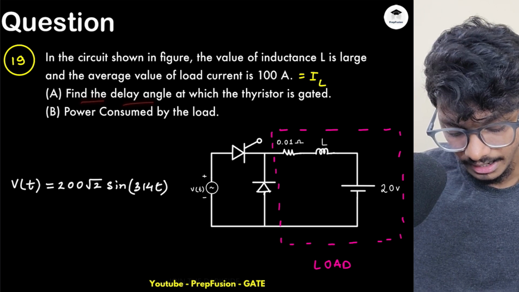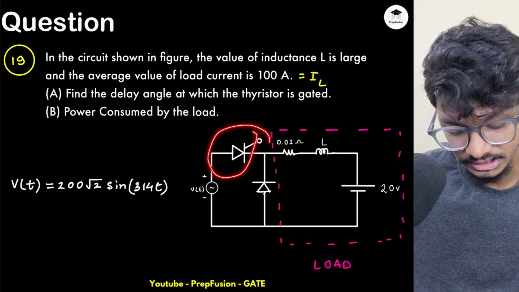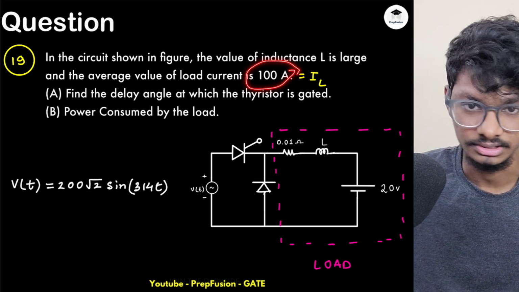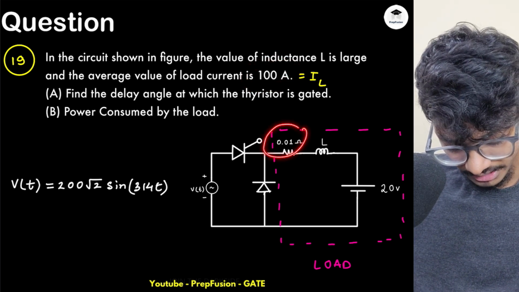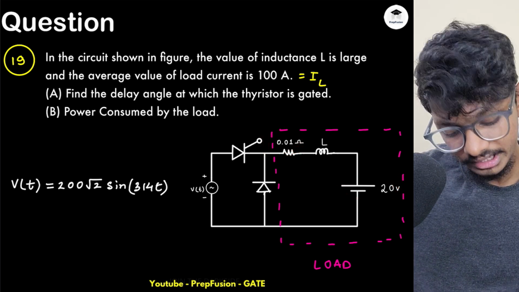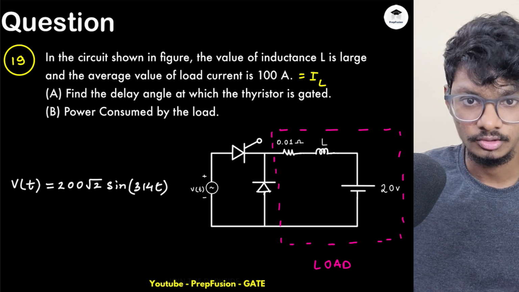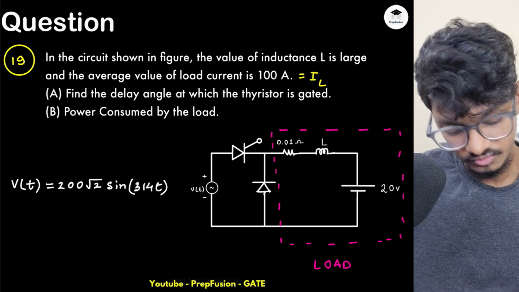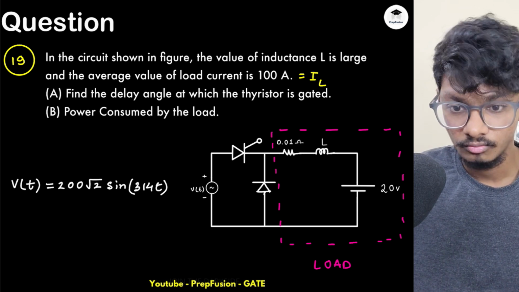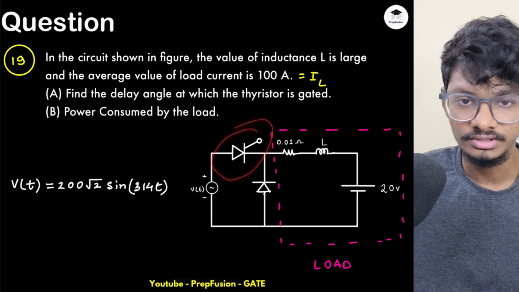Find the delay angle at which the thyristor is gated. To find the delay angle, if the average current they have given us is 100 amperes, how do you find that? We know the load and E, all these values. So from there we can find out VO average. VO average is basically equal to IO average into R plus E. From there we can directly find the angle alpha, because VO average will come in terms of the varying angle of this thyristor.